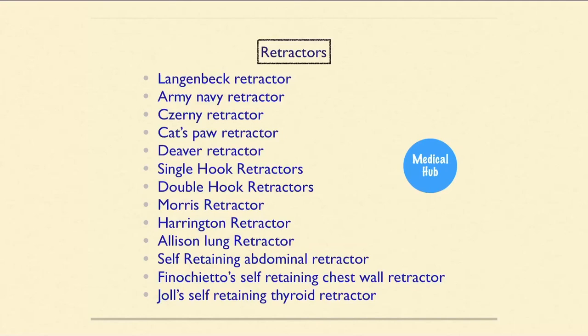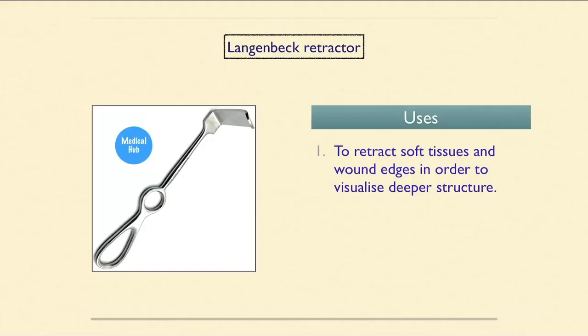So we have Langenbeck retractor, Army Navy retractor, Journey retractor, Catspaw retractor, Deaver retractor, single hook retractor, double hook retractor, Morris retractor, Harrington retractor, Allison lung retractor, self-retaining abdominal retractor, Finochietto self-retaining chest wall retractor, and Jolls self-retaining thyroid retractor. The first one is the Langenbeck retractor. It is used to retract soft tissues and wound edges in order to visualize deeper structures.